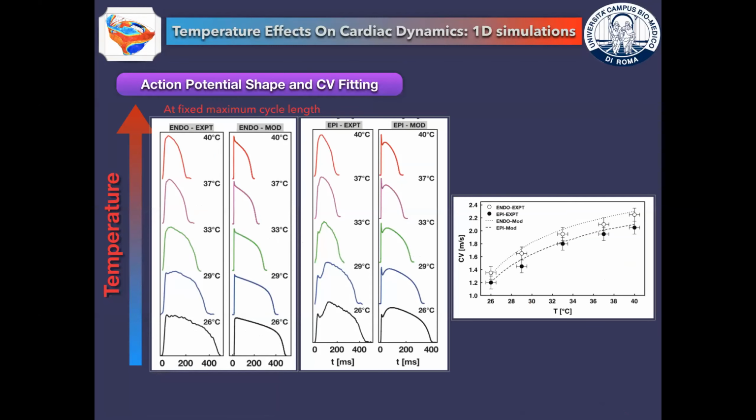In this slide, you can see some simulation results performed on a one-dimensional cable, in this case to show the action potential shape. A particular point on the domain is extracted. You can see that at high temperatures, the action potential duration is much smaller compared to the action potential duration at lower temperature. And also the conduction velocity is significantly affected by temperature. So it significantly increases at high temperature and decreases at low temperatures, down to 26 degrees Celsius. And this behavior is recovered both for endocardium and for epicardium, and this is consistent with experimental data.